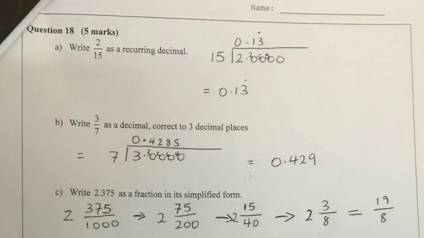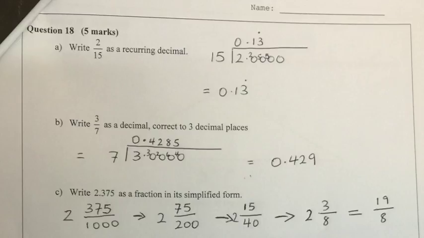Okay, so obviously you stick 2 out the front, but we can write 0.375 as 375 over 1,000. Now we can simplify that down. Both of those numbers, 375 and 1,000, are divisible by 5. So 375 divided by 5 equals 75. 1,000 divided by 5 equals 200. Okay, and again, that's going to be divisible by 5. So we divide 75 by 5 and we get 15, and we divide 200 by 5 and we get 40.